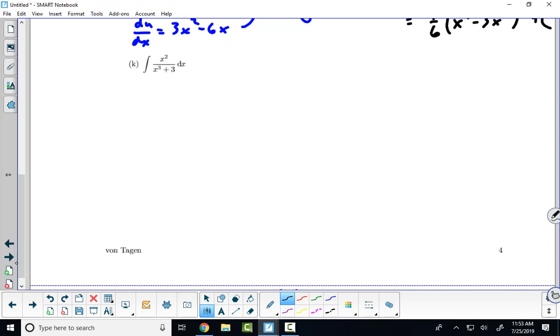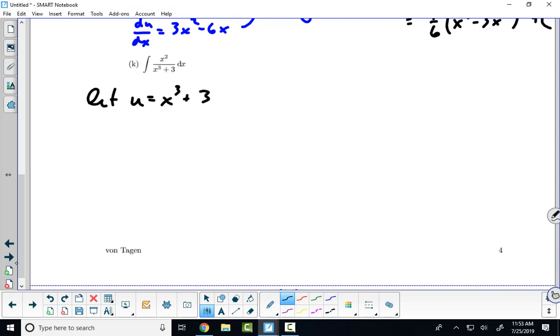So what am I looking for? I'm looking for an expression and that expression's derivative, up to but not necessarily including the constant. This takes an eye and some practice, and you'll get both of these over time. I'm going to let u equal x cubed plus 3.